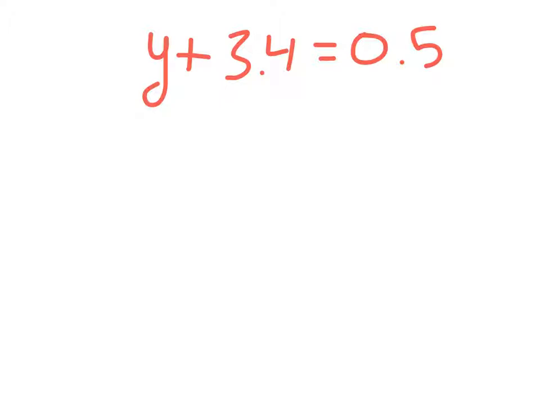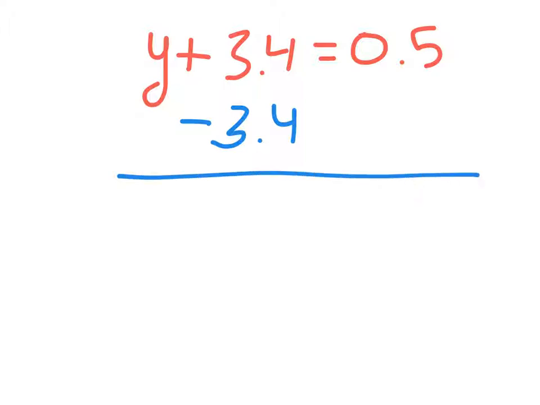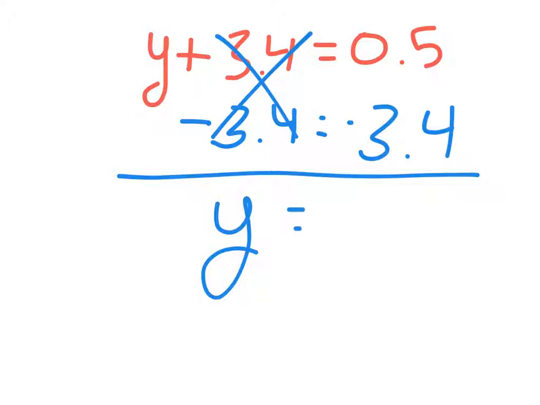So I need to subtract 3.4 from this side to get it to equal 0. And if I do it on one side, I need to subtract 3.4 from this side. Well, on the left side, I get 3.4 minus 3.4. That's going to cancel out, and it leaves me with a y. And on the right side of the equation, I get 0.5 minus 3.4, and that'll work out to a negative 2.9. And now we've used inverse operations to solve that equation as well.